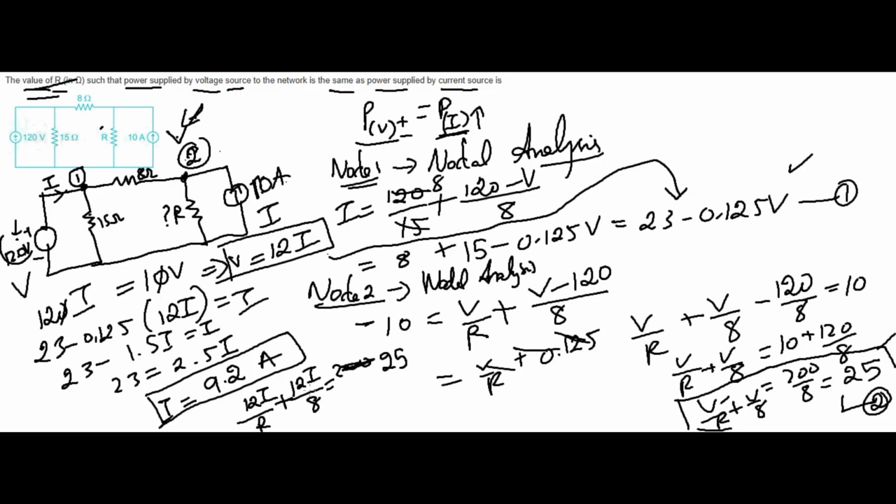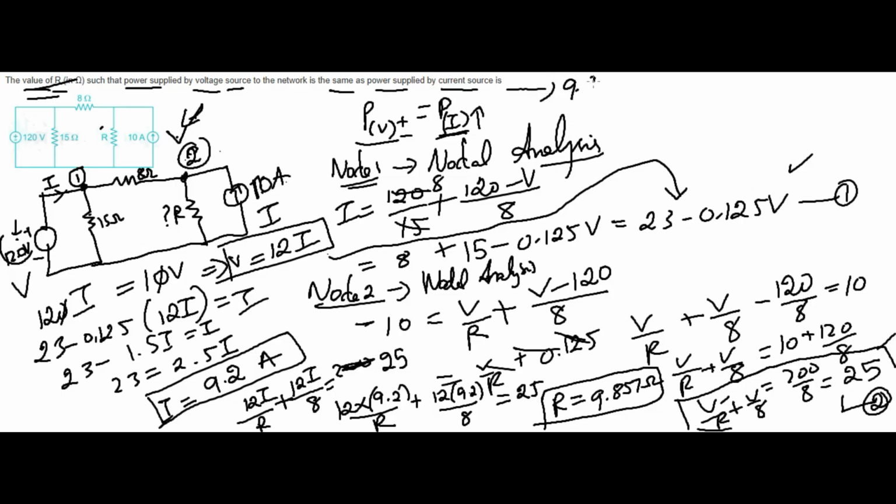So 12 into, what is the I value, 9.2 divided by R, plus once again 12 into 9.2 divided by 8, that is equal to 25. If you do the substitution, you will get the value of R as 9.857 ohms. Okay, that's all. The answer is 9.857 ohms.